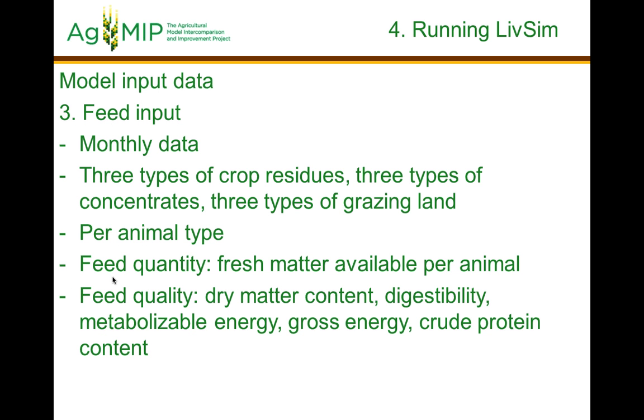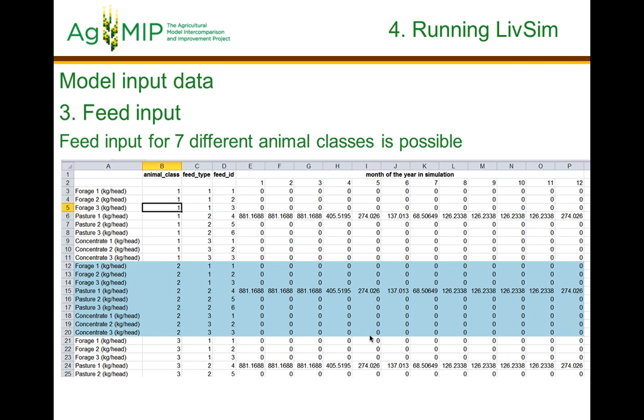And then we distinguish between feed quantity, so the available biomass per animal, and then the feed quality. And then the most important parameters in terms of feed quality are the dry matter content, the digestibility, the metabolizable and gross energy, and the crude protein content.